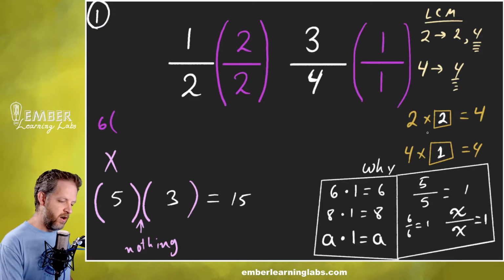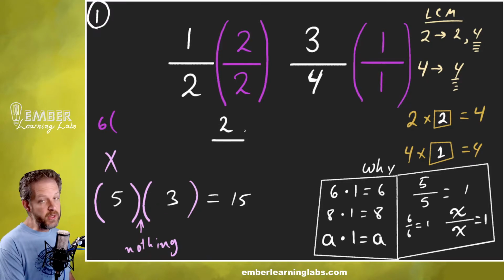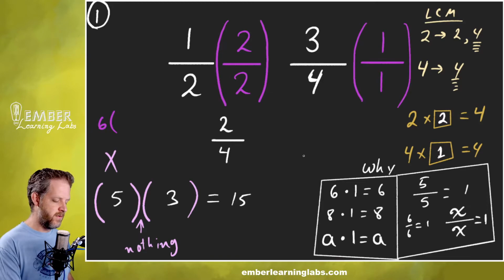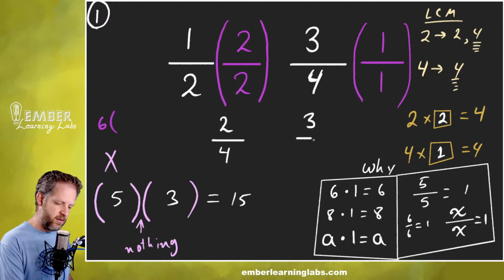Okay. So 2 times 1 is 2. And 2 times 2 is 4. Right? So that one, and then 3 times 1 is 3. And 4 times 1 is 4.